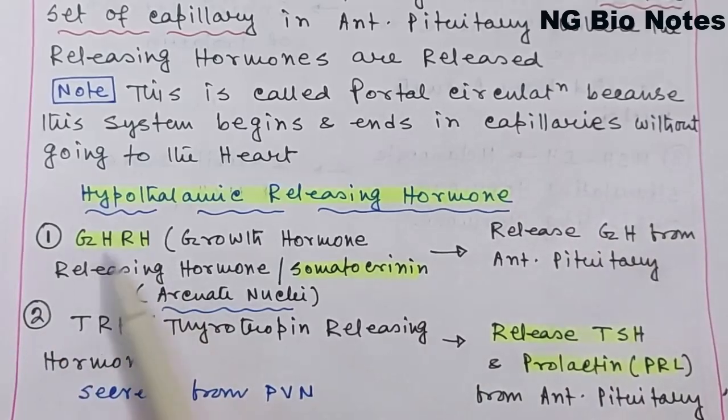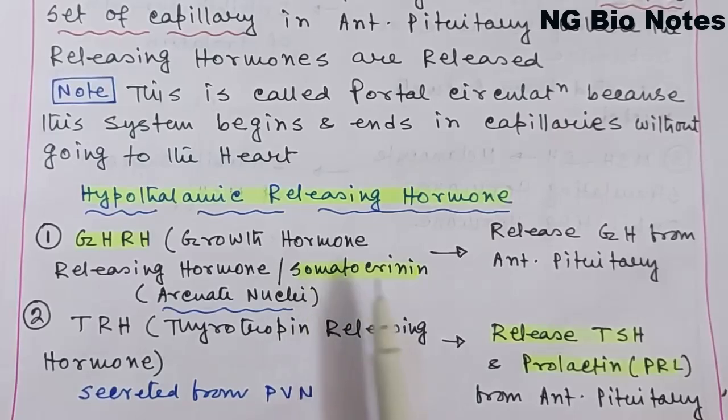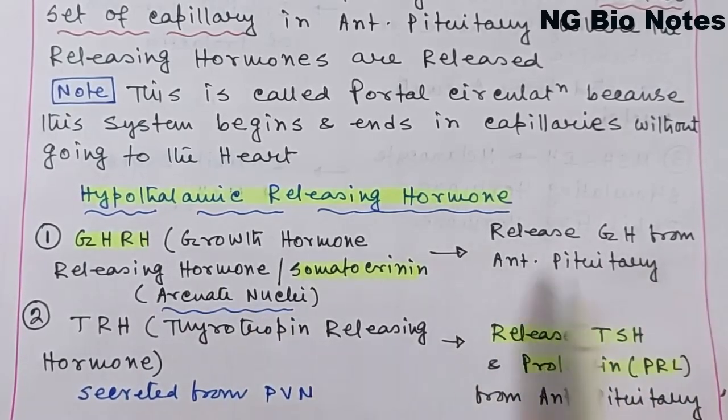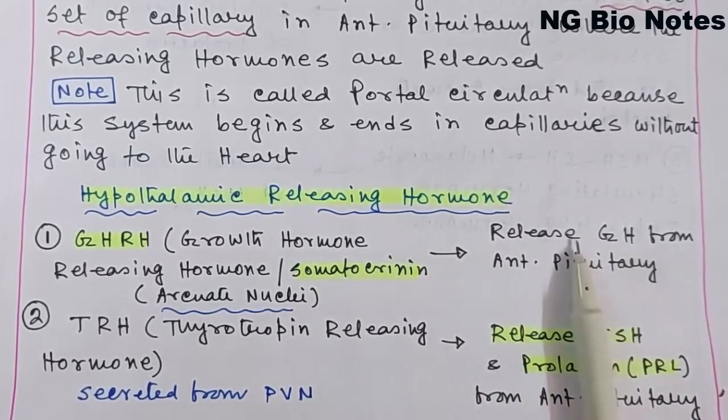The first one is growth hormone releasing hormone, also called somatocrinin. This growth hormone releasing hormone is secreted from the arcuate nuclei of the hypothalamus, and it helps release growth hormone, or somatotropic hormone, from the anterior pituitary.